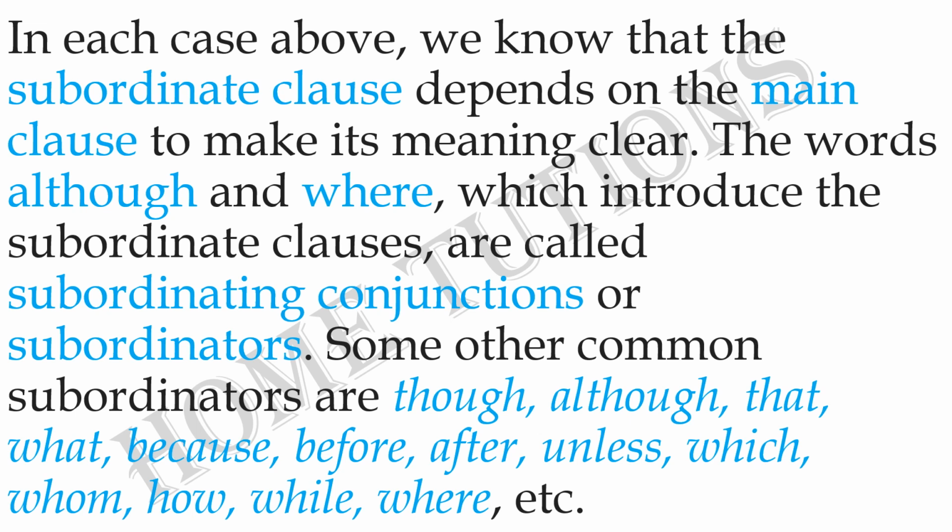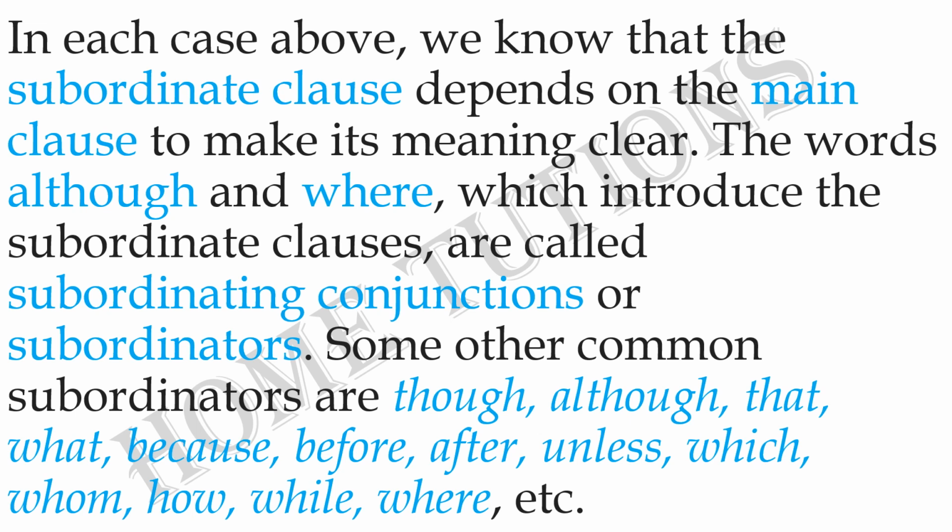In each case above, we know that the subordinate clause depends on the main clause to make its meaning clear. The words although and where, which introduce the subordinate clause, are called subordinating conjunctions or subordinators. Some other common subordinators are though, although, that, what, because, before, after, unless, which, whom, how, while, where, etc.